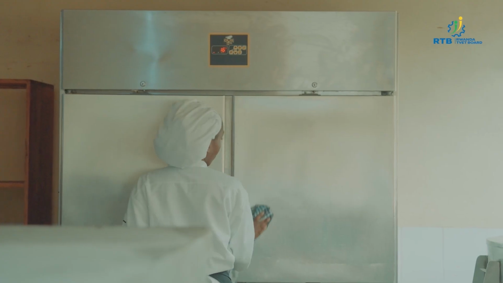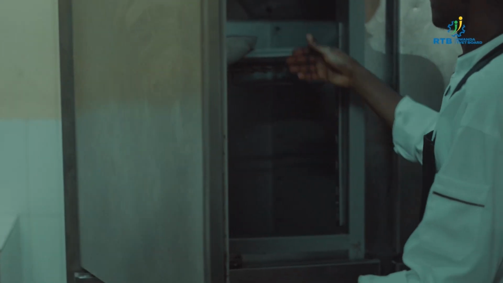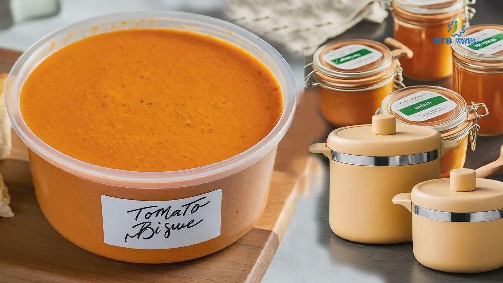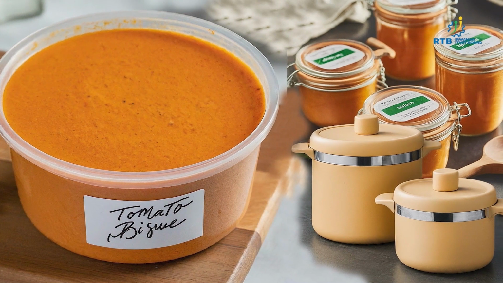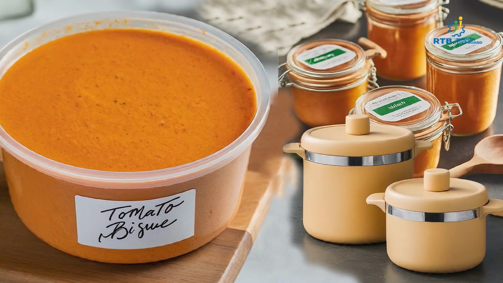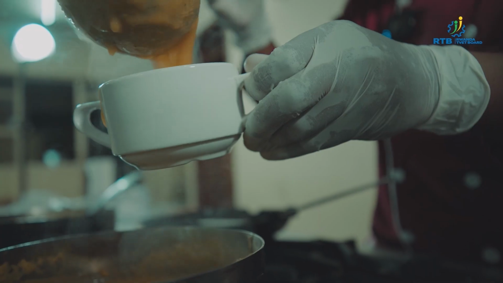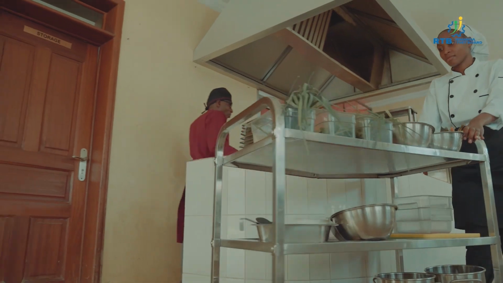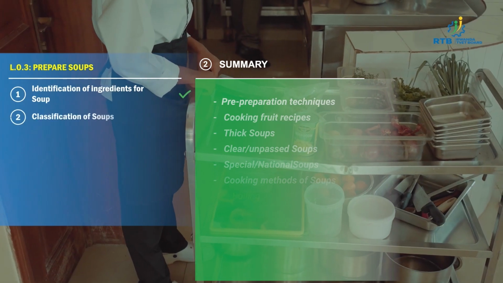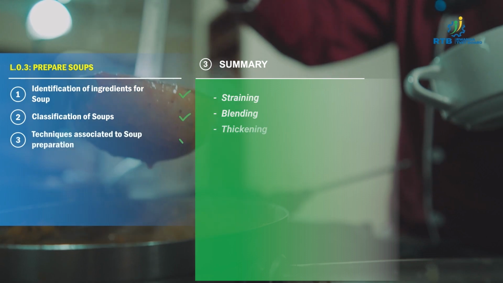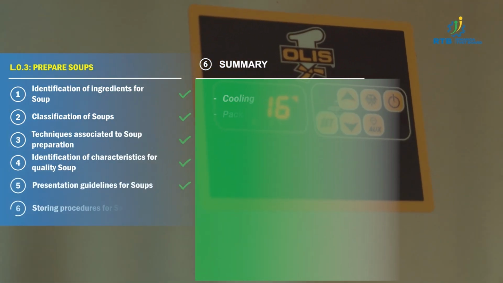For storage, rapid cooling prevents bacterial growth, and airtight containers maintain freshness. Proper labeling aids in easy identification and rotation for food safety. Regular monitoring and rotation minimize waste and maintain quality. In conclusion, soup preparation involves selecting quality ingredients, employing various cooking methods and techniques, and paying attention to presentation and storage.